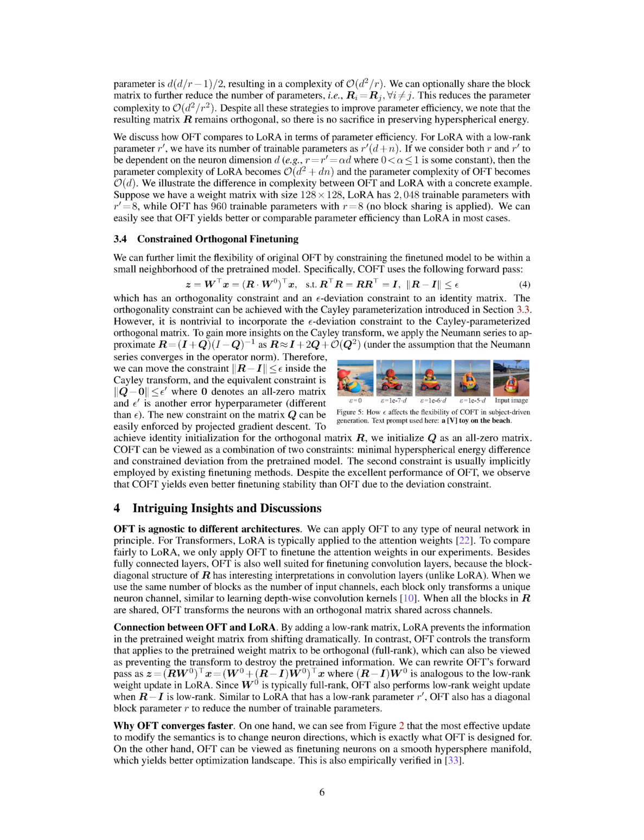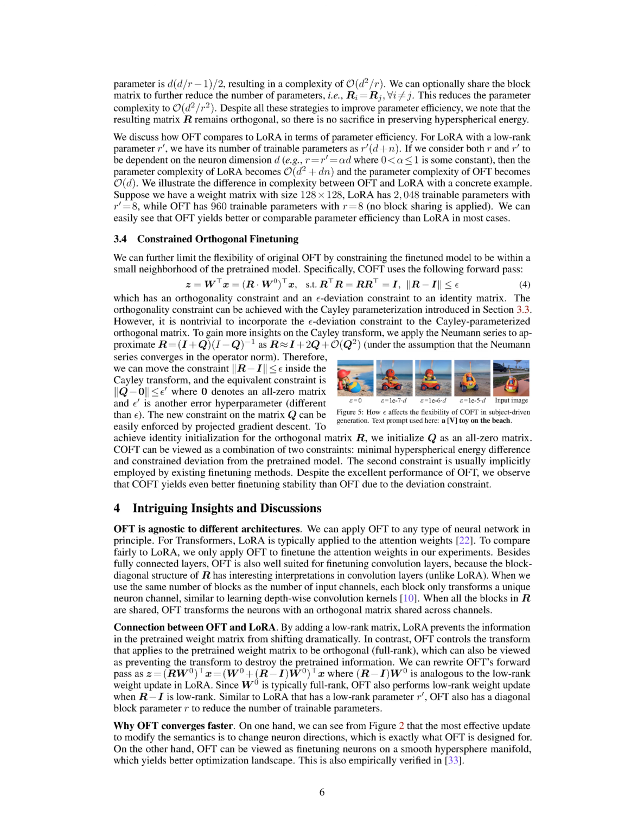Now, let's compare our orthogonal finetuning, OFT, with the low-rank adaptation, LoRA, in terms of parameter efficiency. LoRA, with its low-rank parameter denoted as r', has a number of trainable parameters equal to the product of r', d, and n. Assuming both r and r' depend on the neuron dimension, d, then the parameter complexity of LoRA becomes d squared plus d times n, while the parameter complexity of OFT becomes d.